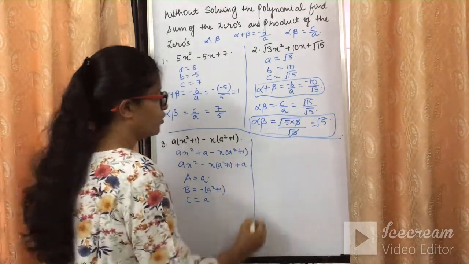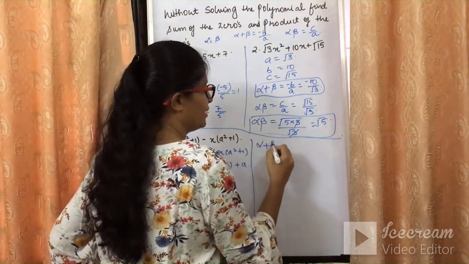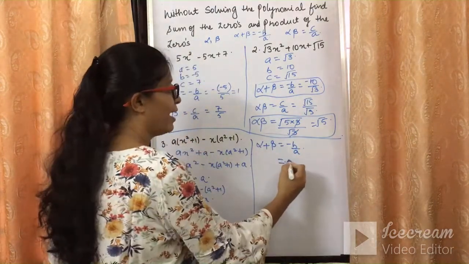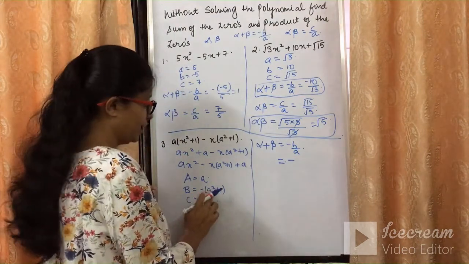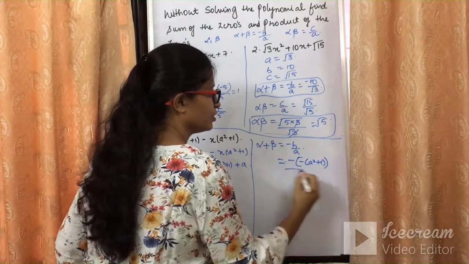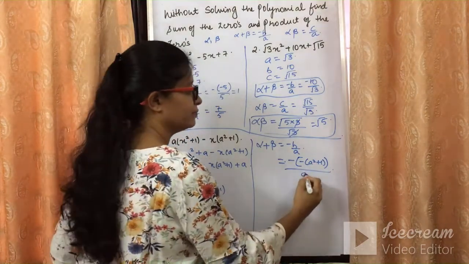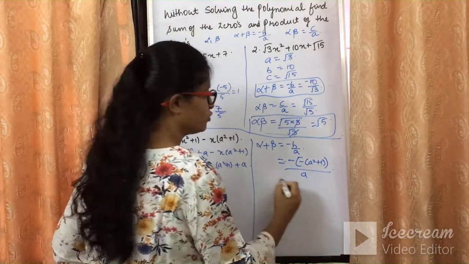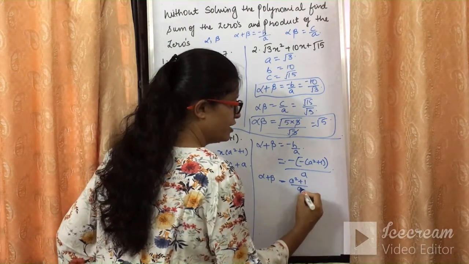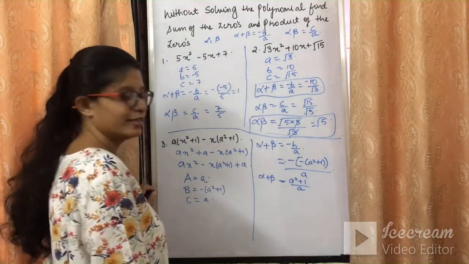So what do we need to take out? We need to take out the sum of the zeros. Alpha plus beta is nothing but minus b upon a. And minus will remain as it is. What is b? Minus of a square plus 1, upon a. So minus minus will become positive. So the sum of the two zeros will come out to be a square plus 1 upon a. So this is the sum of the zeros.